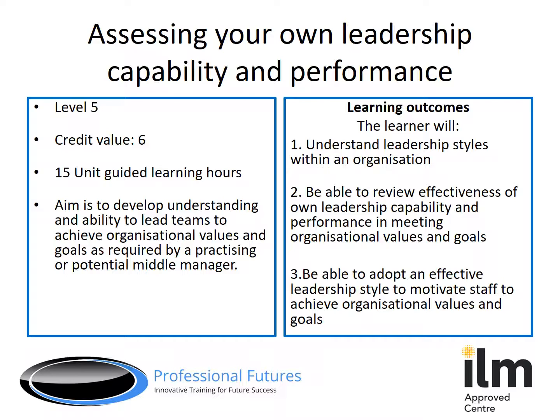Learning outcome 2 expects that you should be able to review your own effectiveness and leadership capability and performance in meeting your organisational values and goals. Okay, and learning outcome 3 is about you being able to adopt an effective leadership style in order to motivate your own staff to achieve your organisational values and goals again.